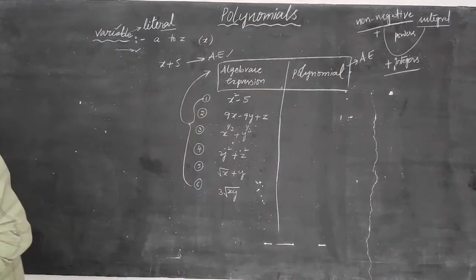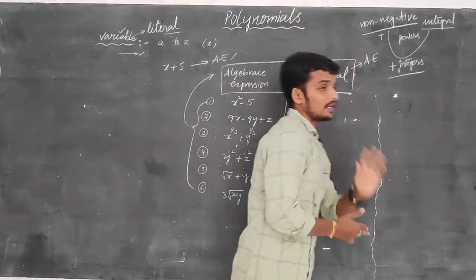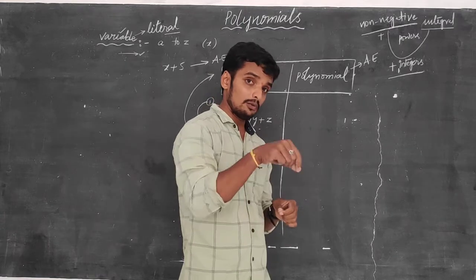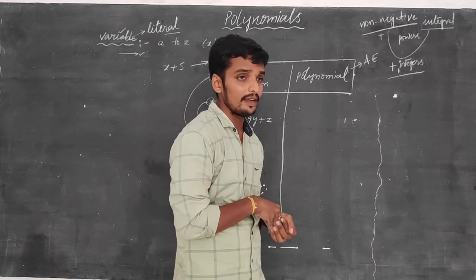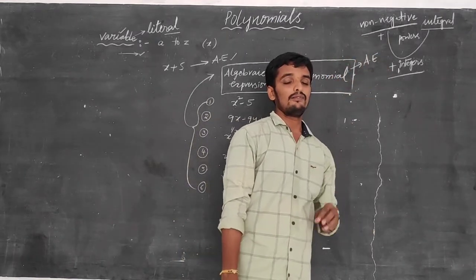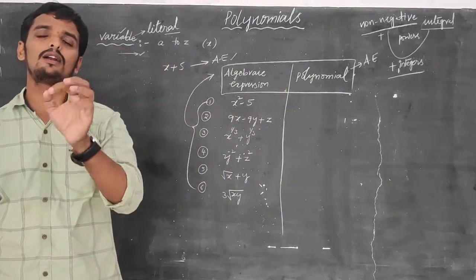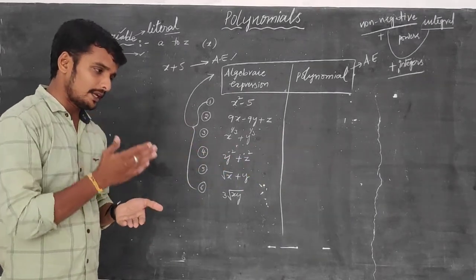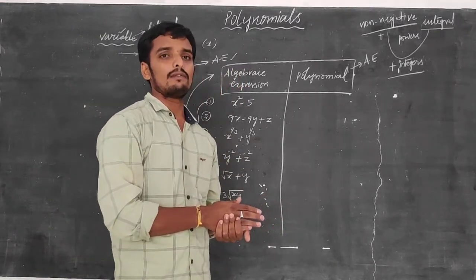Did you understand, my students? I will explain again for you. So a polynomial is an algebraic expression in which the variables involved have non-negative integral powers. The variables having non-negative integral powers are called a polynomial. That means in an algebraic expression we have to look at the variables and their powers.